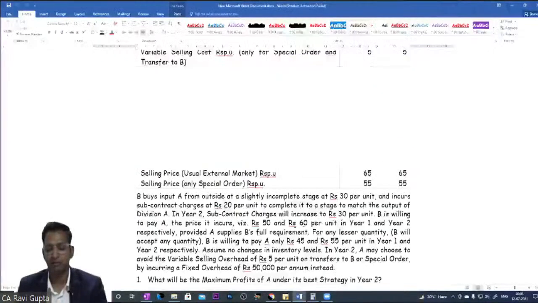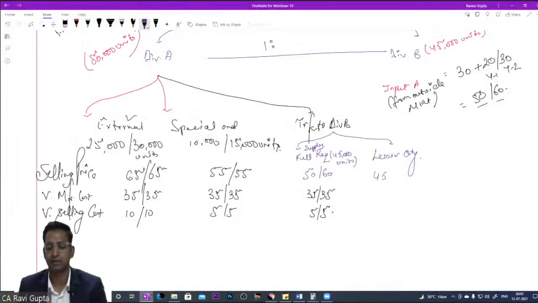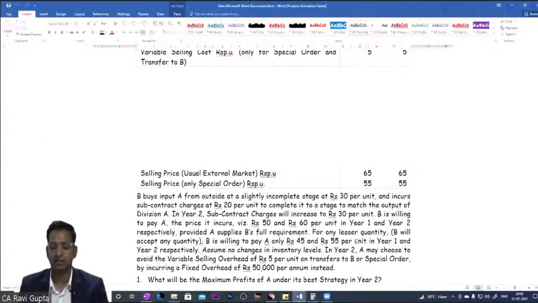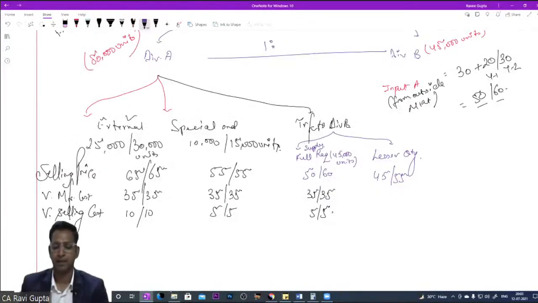Then they are willing to pay 45 rupees and 55 rupees. That is 5 rupees lesser. 45 and 55. And what are they saying about this? In year 2, A may choose to avoid variable selling overhead of rupees 5 per unit on transfer to B or a special order by incurring fixed overhead of rupees 50,000 per annum instead. They are saying in year 2, let me first write here also 35 and 35, 5 and 5.